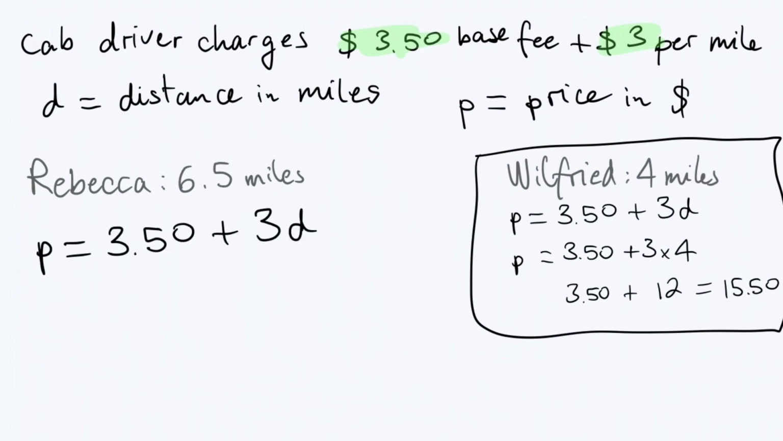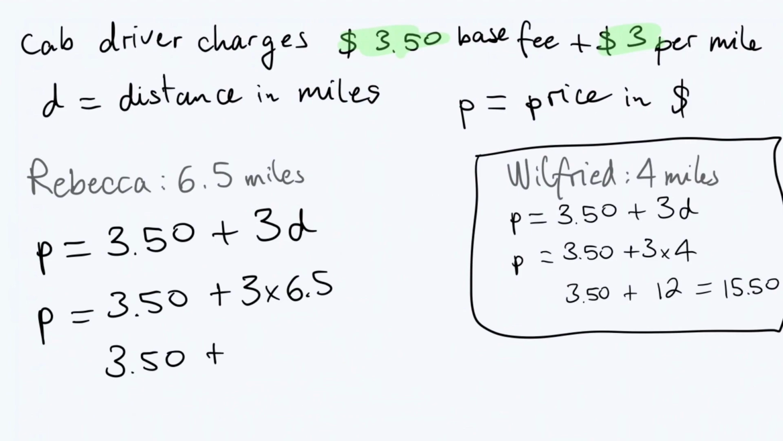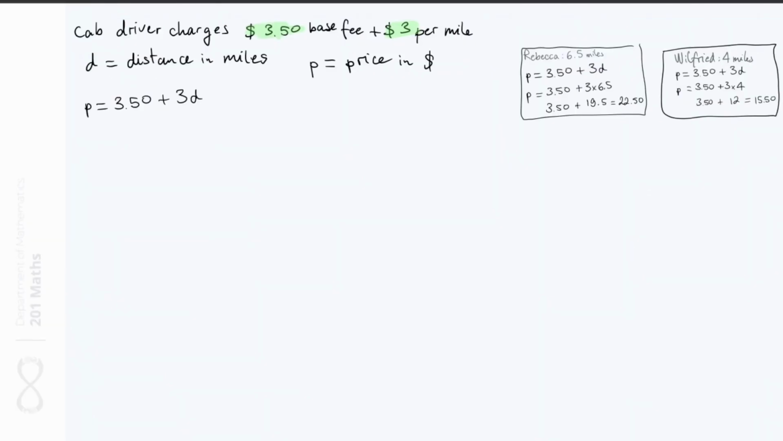And now let's look at Rebecca, who takes a cab to cover a distance of 6.5 miles. Using the same equation, the price she's going to pay for the ride is $3.50, to which we add her distance of 6.5 miles, multiplied by 3, the price in dollars. So we have $3.50, to which we add 3 times 6.5, which is 19.5. She will pay $22.50.